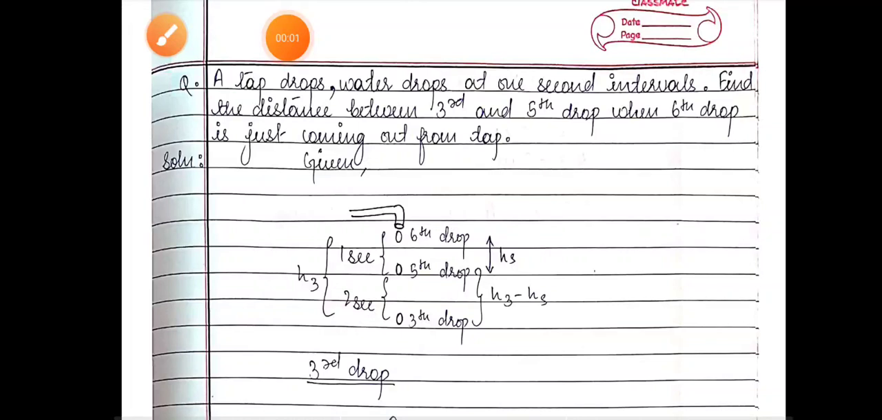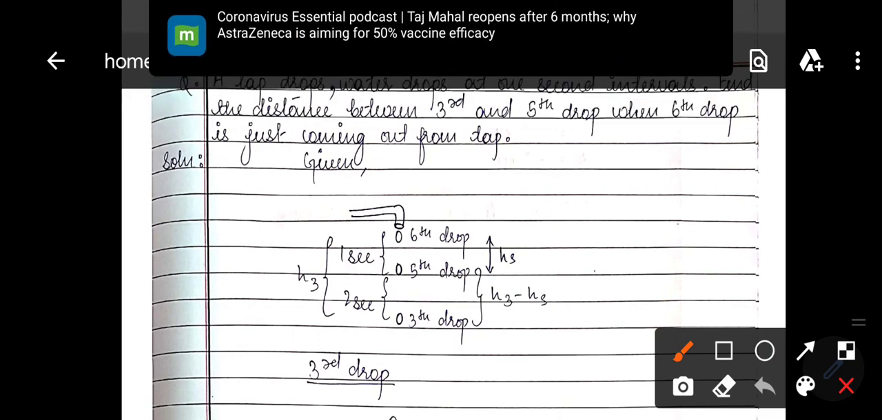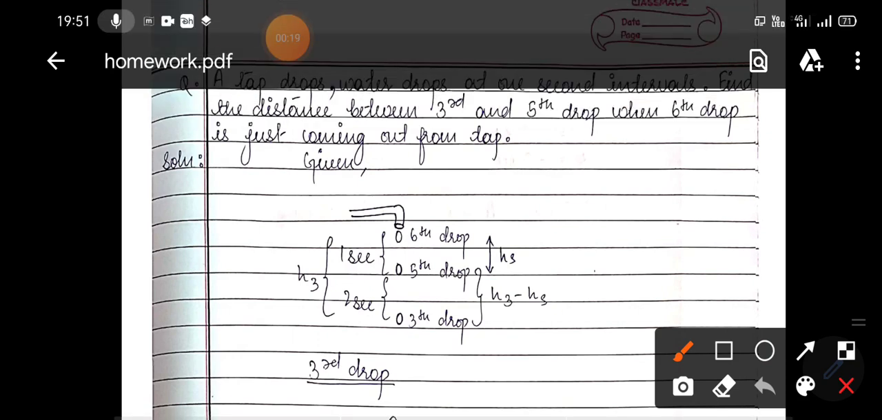Here water drops are dropping from a tap, and the time between two consecutive drops is 1 second. It is given in the question that the sixth drop is just coming out from the tap. So it means that the fifth drop came out 1 second before, obviously, because the sixth drop is just coming out, and the time between two consecutive drops is 1 second.